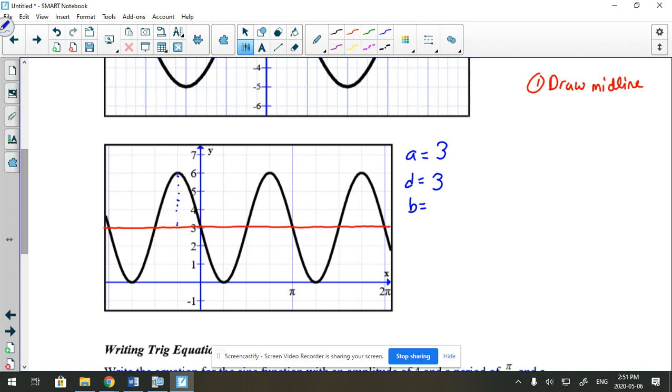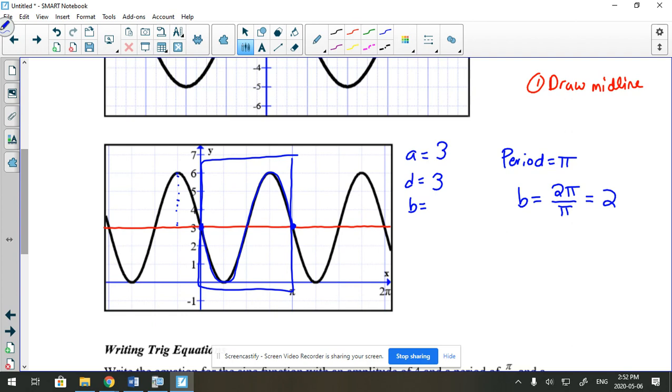And now we have to figure out B. Remember, B requires a little bit extra work. We're going to have to figure out what our period is. So I'm going to start here. It's going to go down and then up and then down again. That's one full revolution. I can see that happen within pi. So my period is pi. So now I can go back and figure out what my B is because it's 2 pi divided by your period. So my B value is 2.